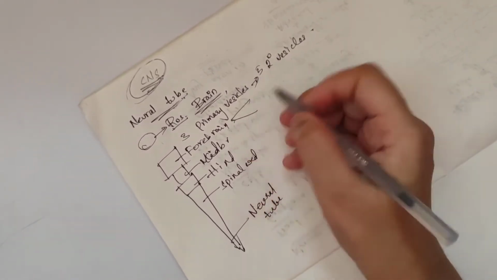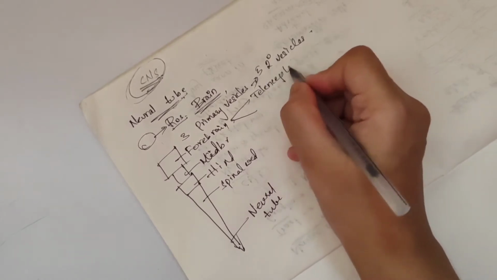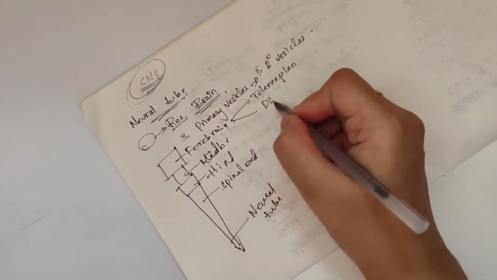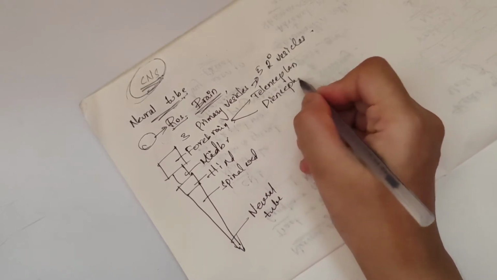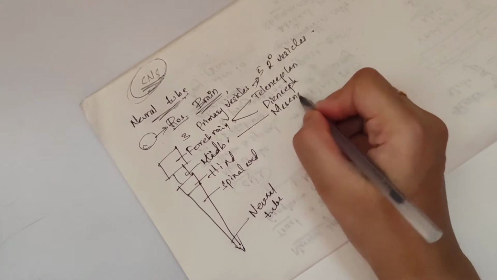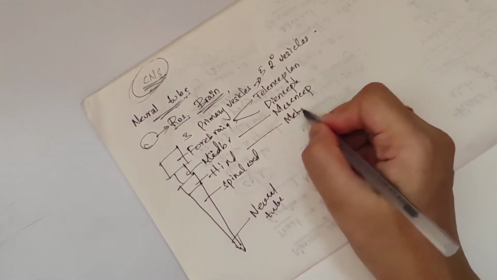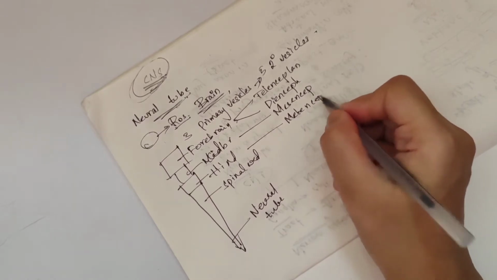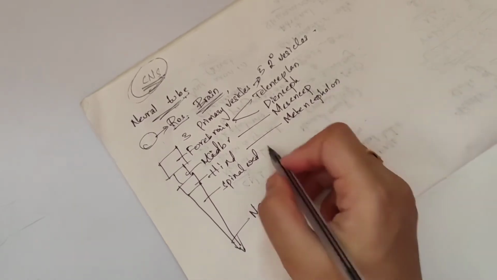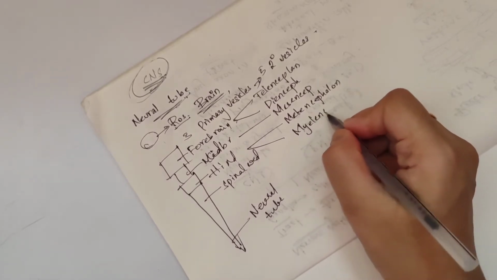The forebrain divides into 2: telencephalon and diencephalon. The midbrain is the mesencephalon. The hindbrain divides into metencephalon and also myelencephalon.